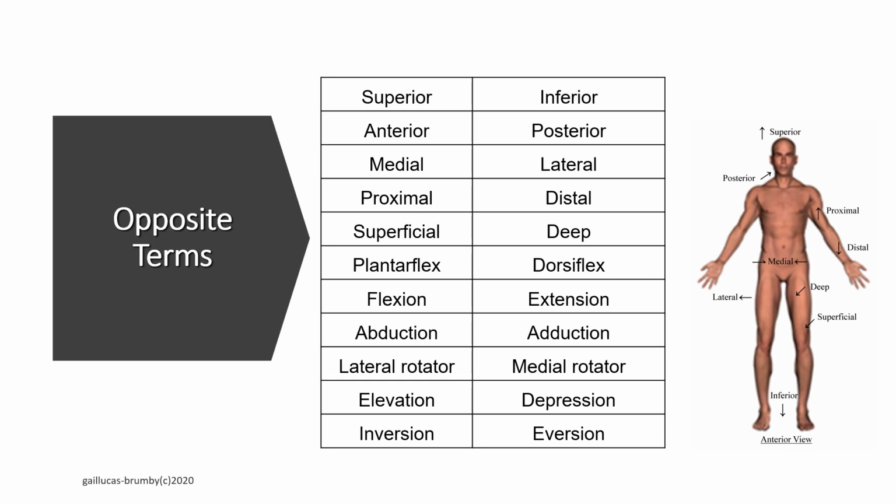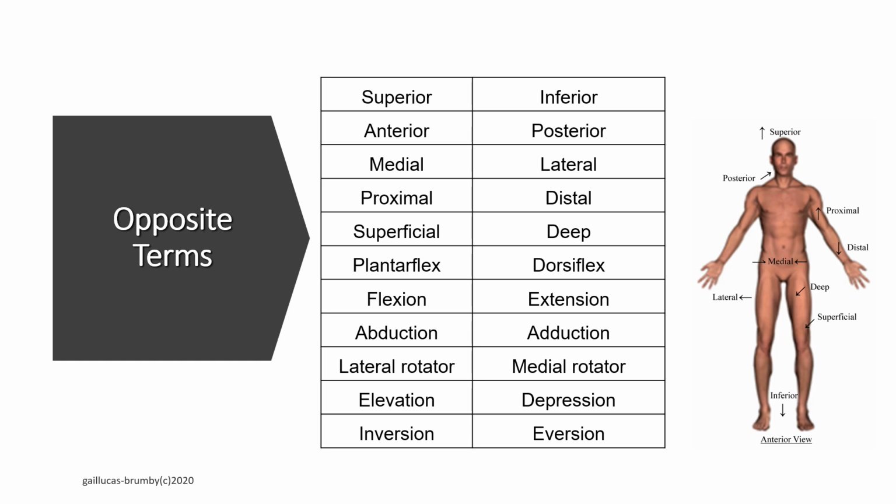Throughout medical terminology, you get words that mean the opposite of something else. So superior might be moving a limb above your head, and inferior might be below. So superior and inferior are opposite terms. Anterior and posterior are also opposites, as are medial and lateral. Proximal and distal. Something might be superficial, meaning on the surface of the body, the opposite would be deeper.